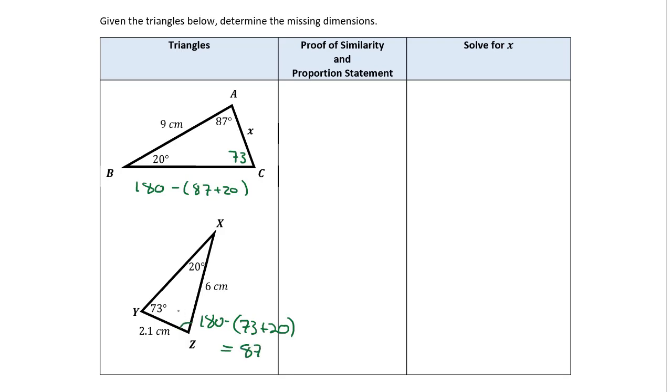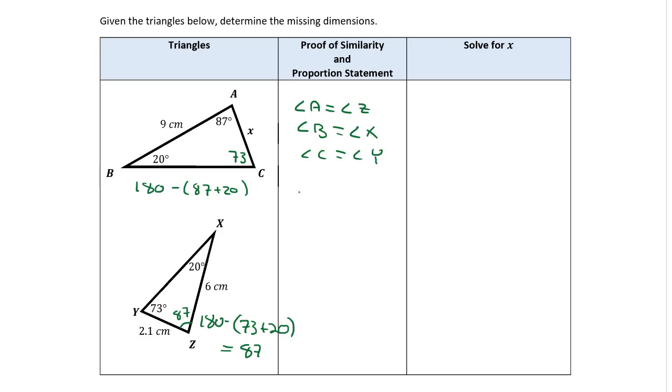So angle Z is 87 degrees. We can now see that angle A is equal to angle Z. We can also see that angle B, 20 degrees, is equal to angle X. And finally, we can see that angle C, 73 degrees, is the same as angle Y.